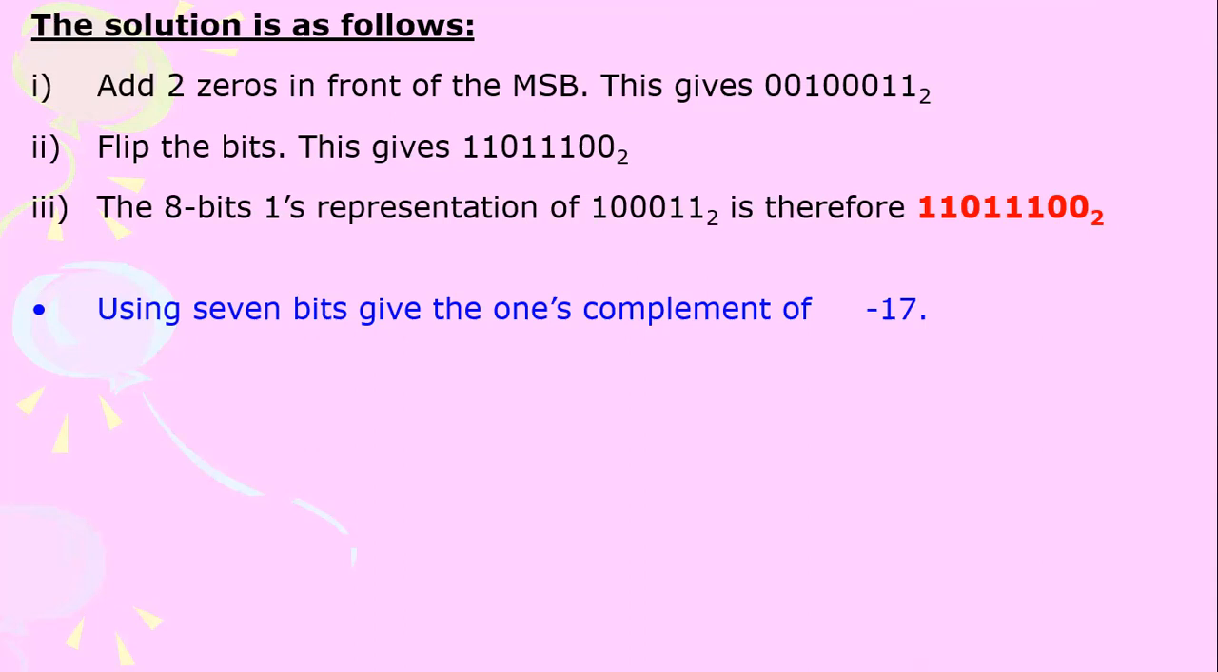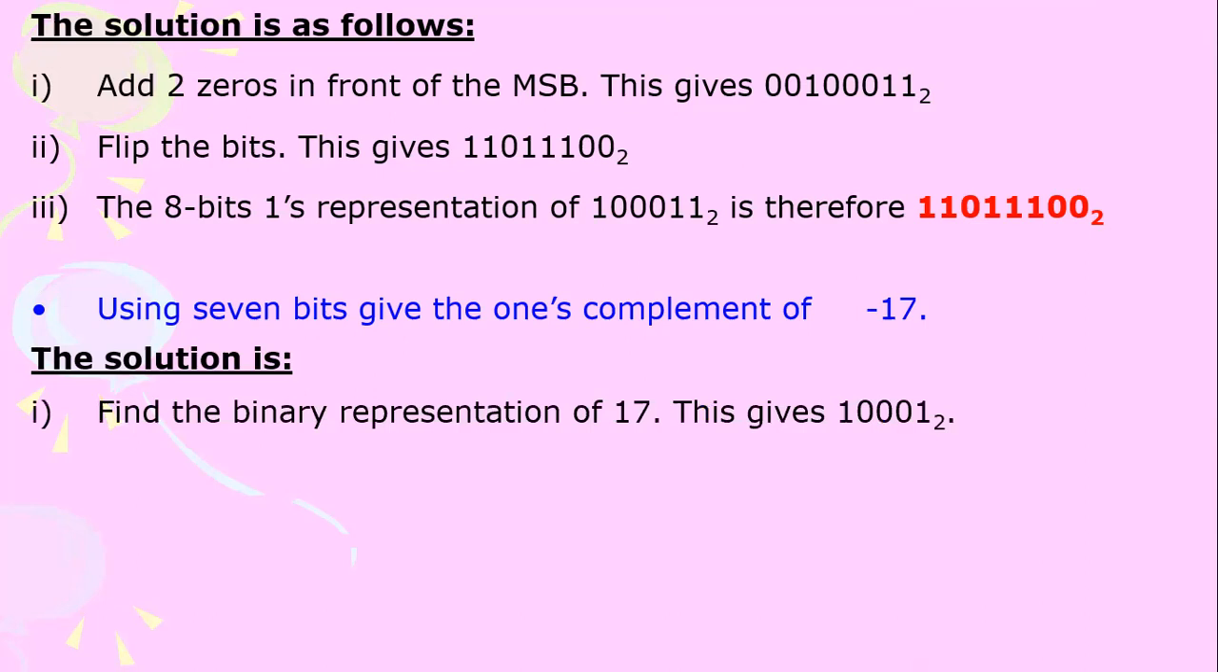If you are told, using 7 bits, give the ones complement of negative 17, what would you do? Using 7 bits, give the ones complement of negative 17. So the solution will be, number 1, find the binary representation of 17. That means convert 17 decimal number into its equivalent binary number.